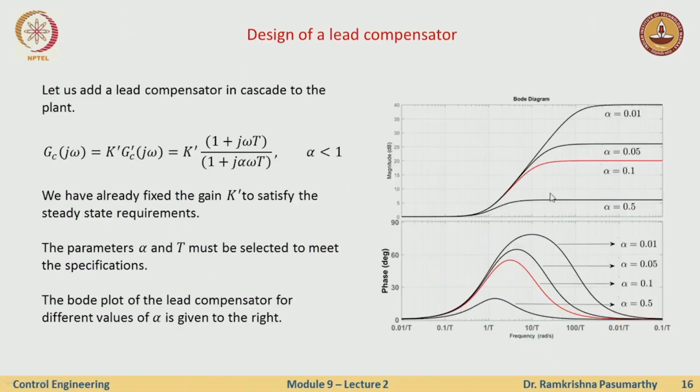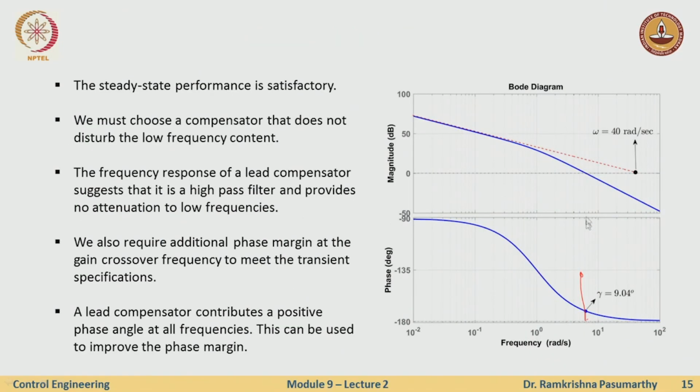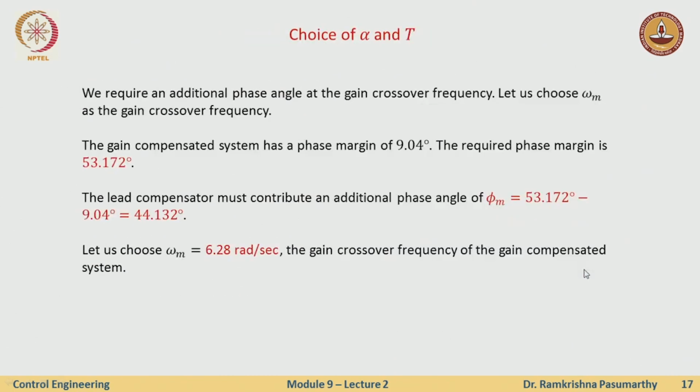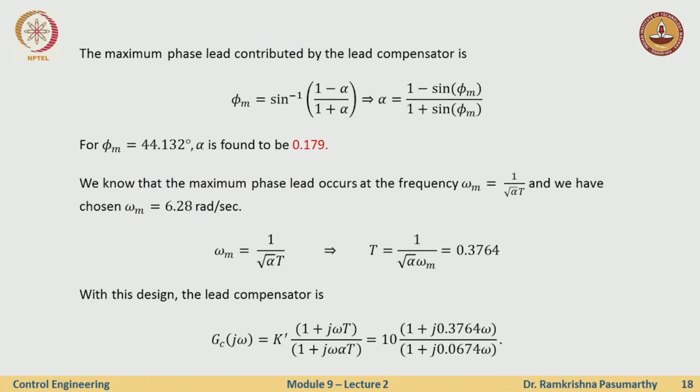So, this is my gain crossover frequency, and what I need is the overall angle here to be like 53 degrees. Now, let us just do this arbitrarily. How do I compute these things? Well, I know that phi m is related to alpha via this formula. So, phi m is the additional amount of phase my controller or the compensator needs to provide. For this phi m, it turns out that alpha is 0.179.